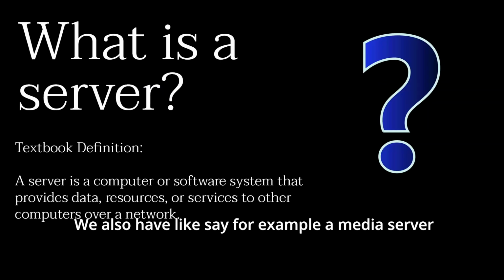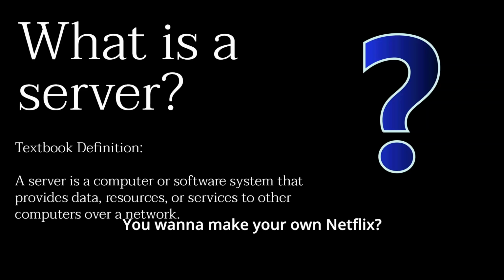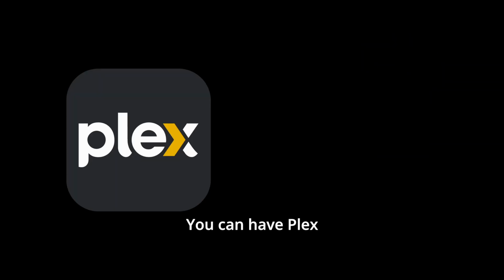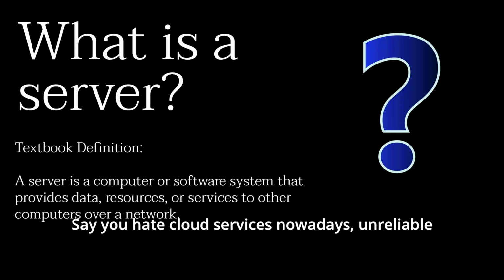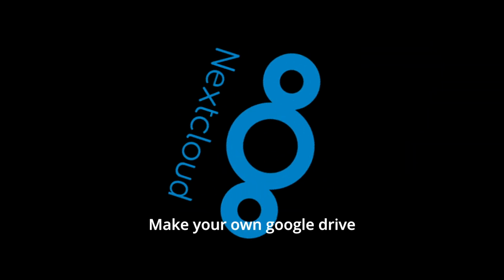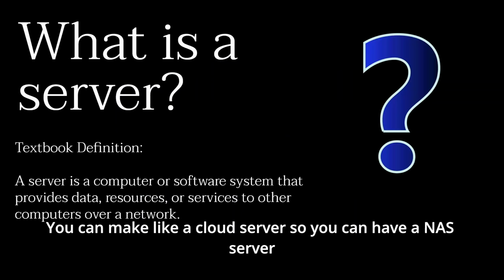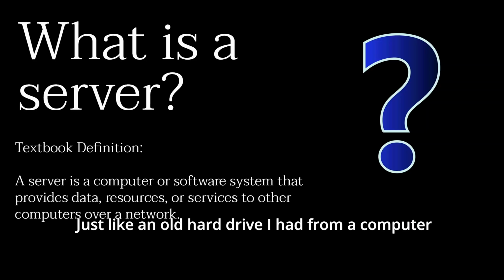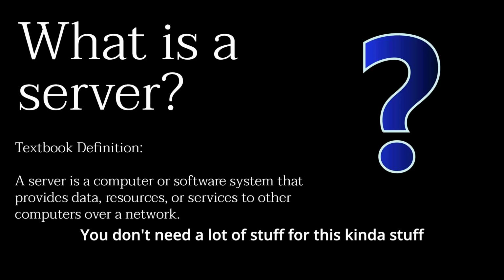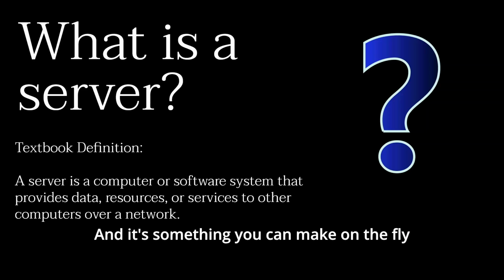We also have, say for example, a media server. You want to make your own Netflix, you can have Plex, you can have Jellyfin. And say you hate cloud services nowadays, they're unreliable. Make your own Google Drive. You can make a cloud service, and you can have a NAS server, which is what I made from an old Raspberry Pi that I had and an old hard drive that I took from my own computer. You don't need a lot of stuff for this, and it's easy to make on the fly. Tedious to set up.